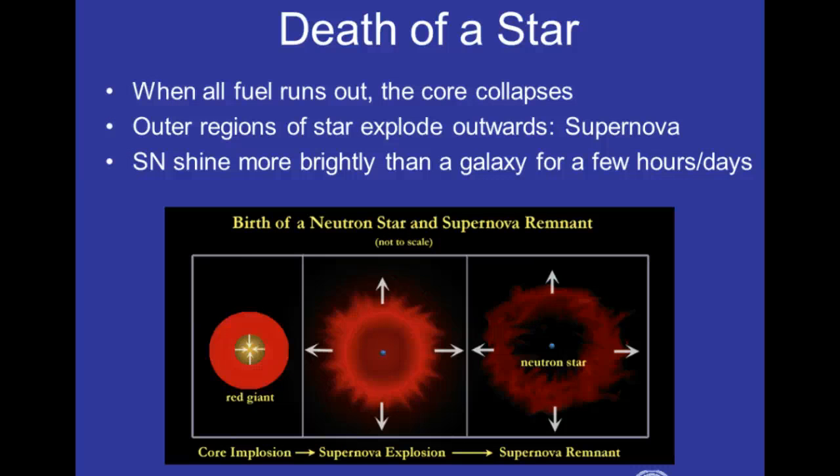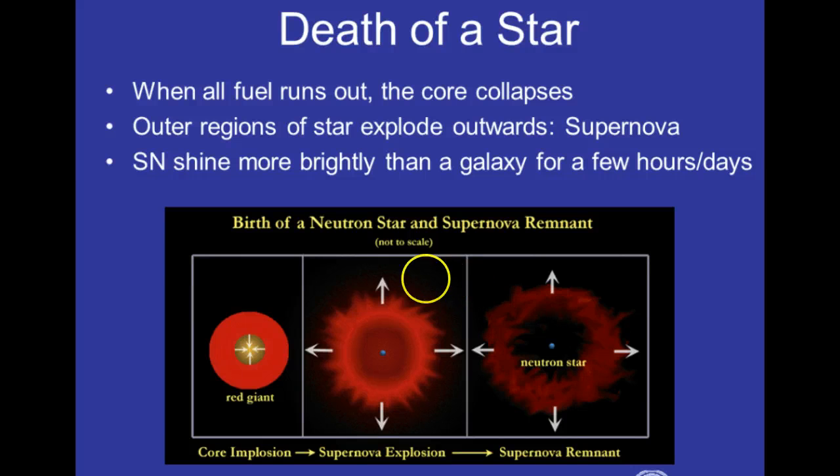I thought I'd end this part 2 with just some pictures now of supernovas. They're extremely important because they make heavy elements for us. Now here's a great picture of the birth of a neutron star and a supernova remnant. You can see now that we go from a red giant to a supernova explosion right here, and then what's left is this small neutron star.